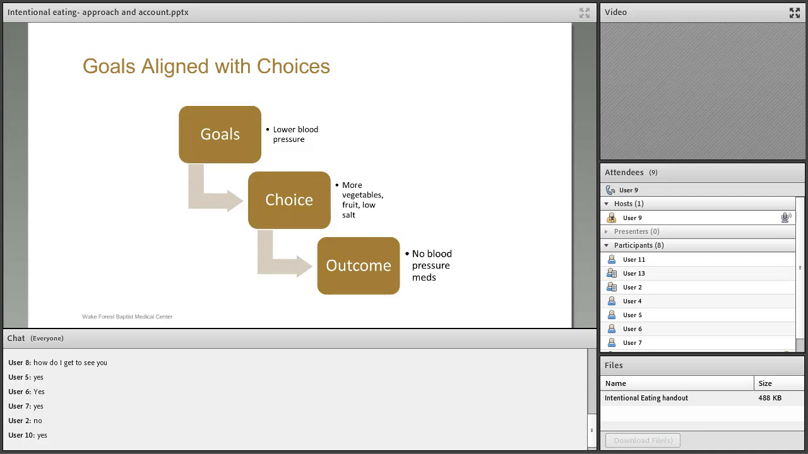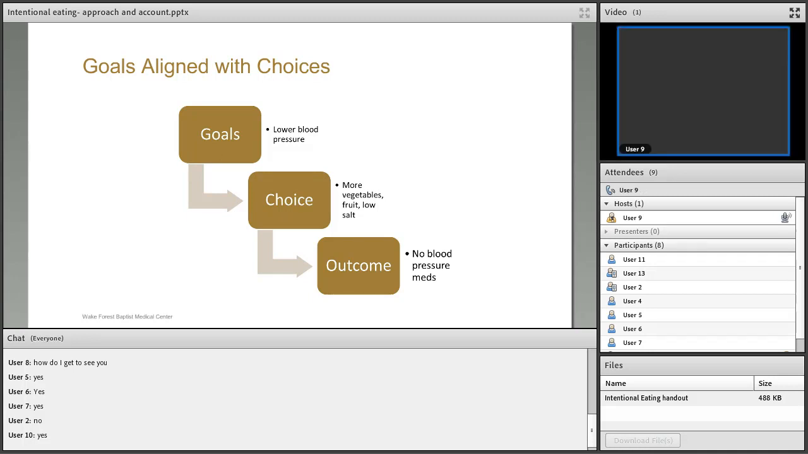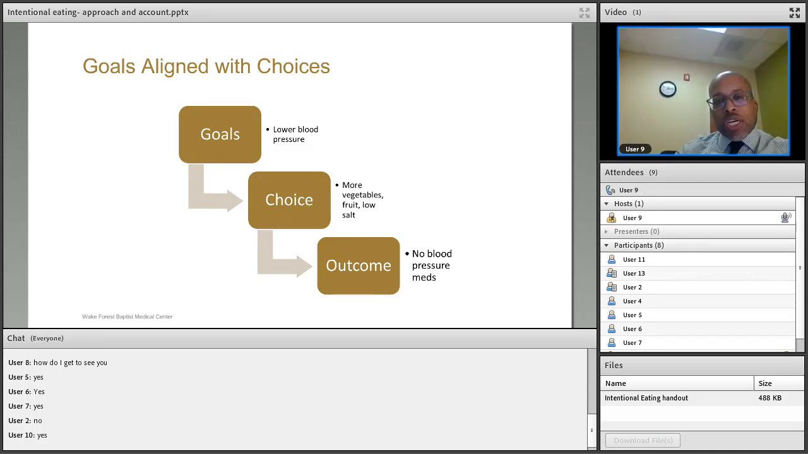Those are the types of things that, when you are doing intentional eating, you start out with a goal and decide, here are the types of choices that I want to make in order to achieve that goal. And our job here at Weight Management is to help you understand the best way to put together a meal plan that leads to the outcome that helps you achieve that goal.